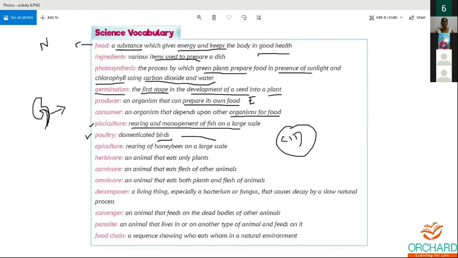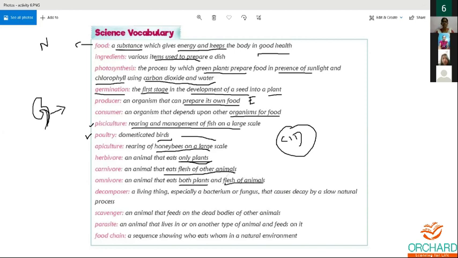And apiculture, again, rearing of honeybees on a large scale, you call it apiculture. Herbivore, an animal that eats only plants. Okay, so herbivore is nothing but an animal that eats only plants. And carnivore is one that eats the flesh of other animals. Carnivore is nothing but the animal which eats the flesh of other animals. And omnivore, an animal that eats both plants and flesh of animals.